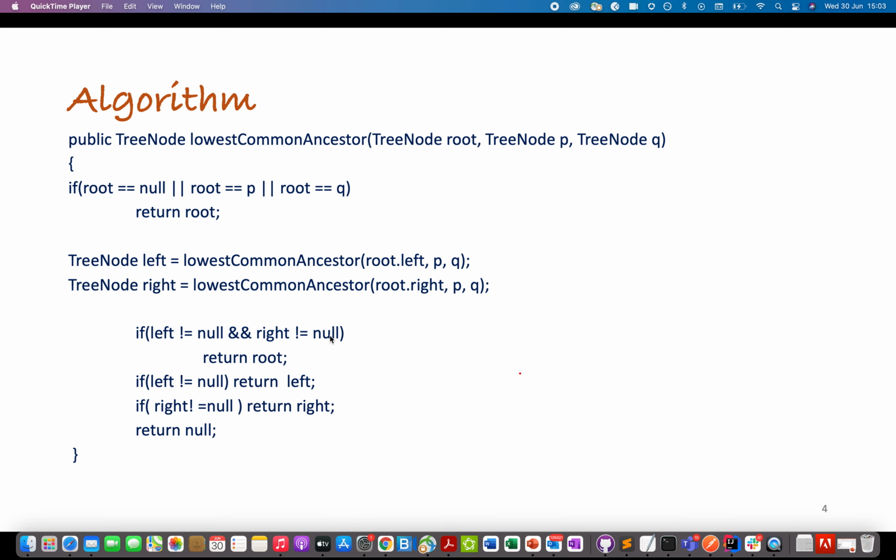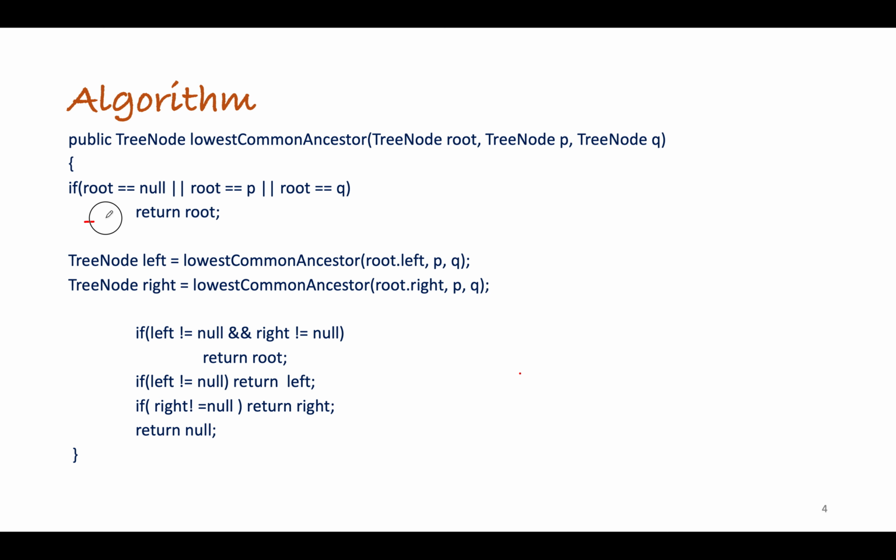The algorithm is divided into 4 simple steps. The first check is a safety check. If root turns out to be equal to null, we simply return null. Or if root turns out to be equal to P or Q, the nodes that we are searching for, we simply return that root. Otherwise, we go and check in its left child and search for the left lowest common ancestor. Similarly, we go in the right direction and check for the right lowest common ancestor.